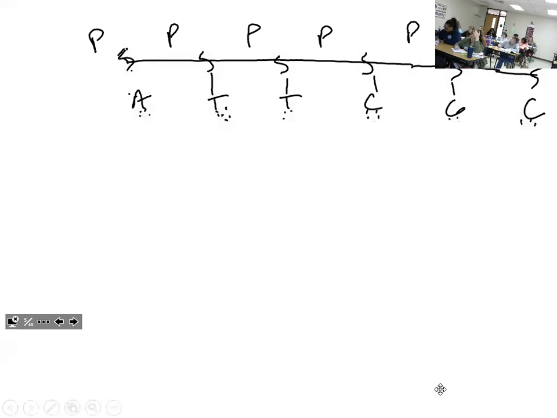Where is it happening in the cell? In the nucleus. What is the blueprint for the recipe? The DNA, the what strand? That's exactly right. Anything too tough so far?